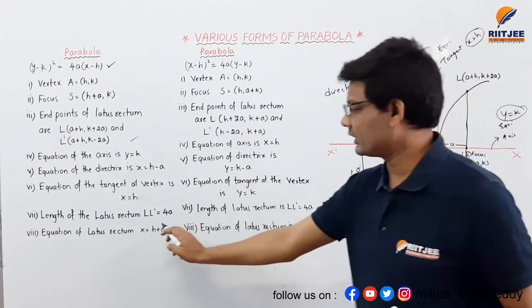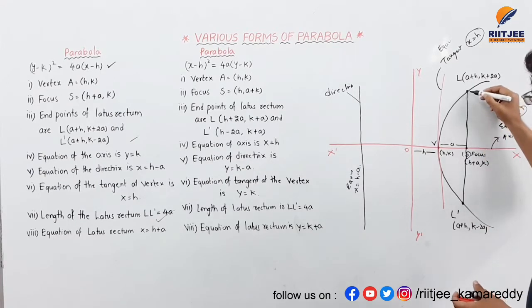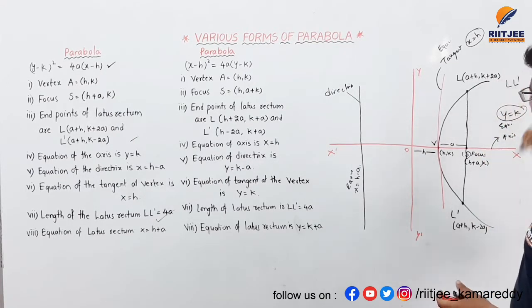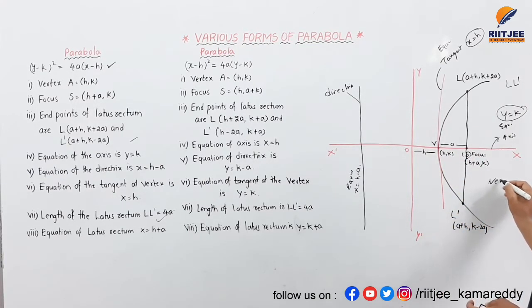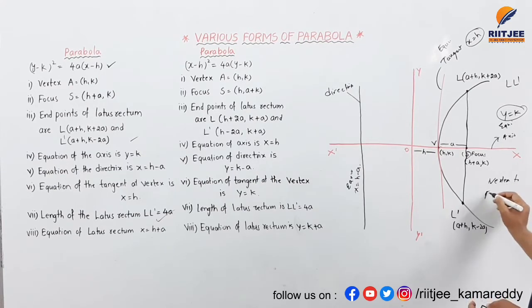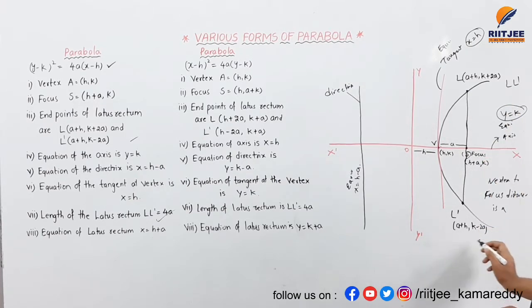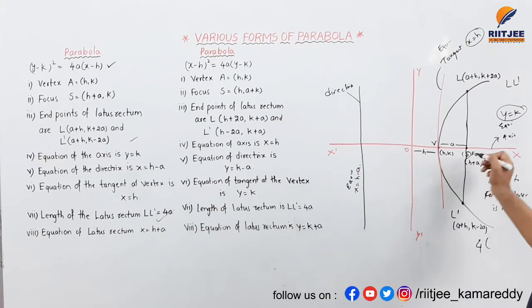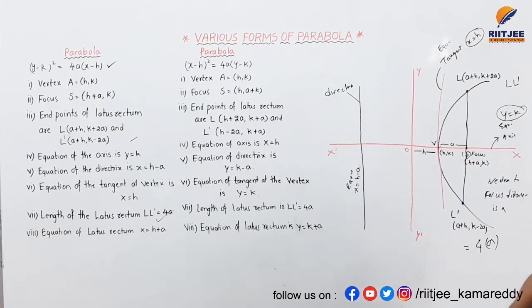The seventh point is the length of the latus rectum. The distance from vertex to focus is a, and the length of the latus rectum is 4 into the vertex-to-focus distance, that is 4a. This is the point, and the equation of the latus rectum is the last point.